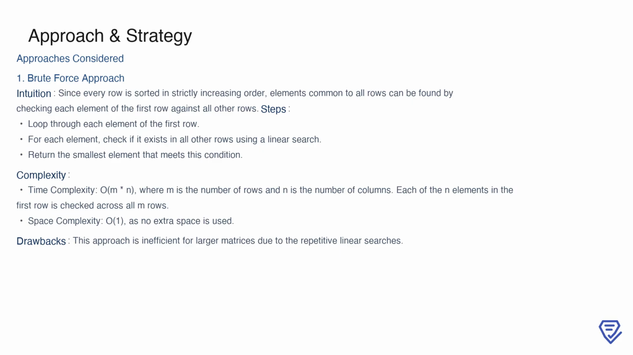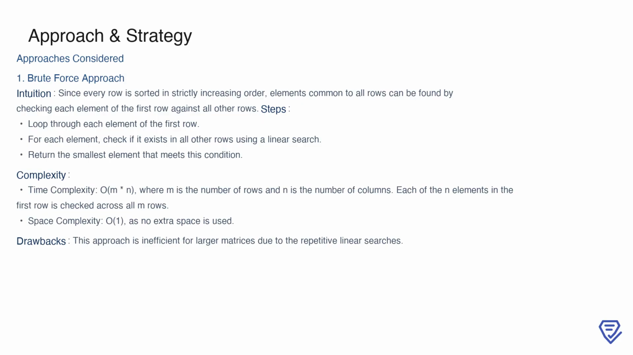To begin, let's consider the brute force approach. The intuition here is straightforward. Since each row in the matrix is sorted in strictly increasing order, we can focus on the first row and verify which elements are common across all other rows. The process involves looping through each element of the first row and checking its presence in every other row using a linear search. Once we find the smallest element that satisfies this condition, we return it as our result.